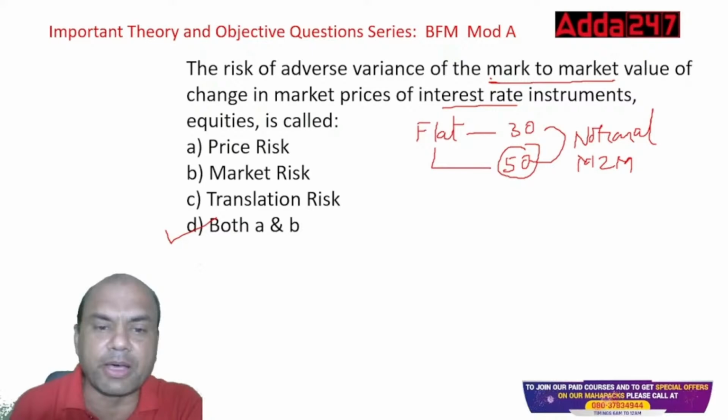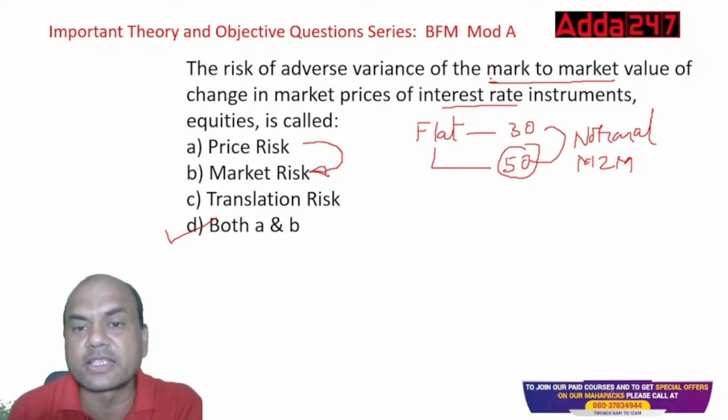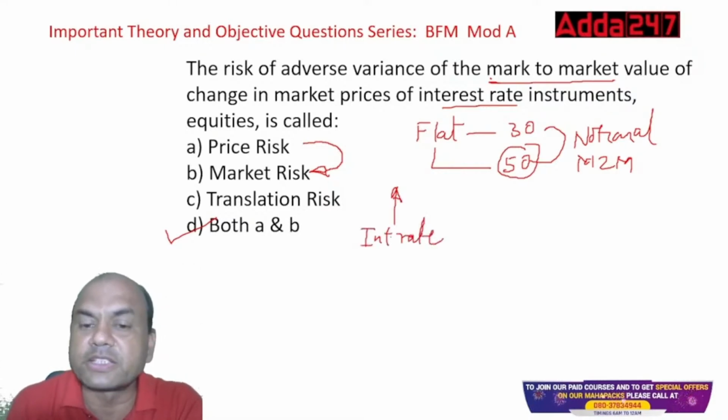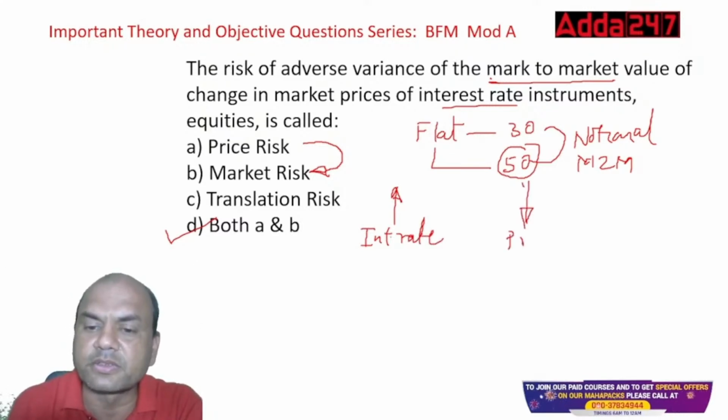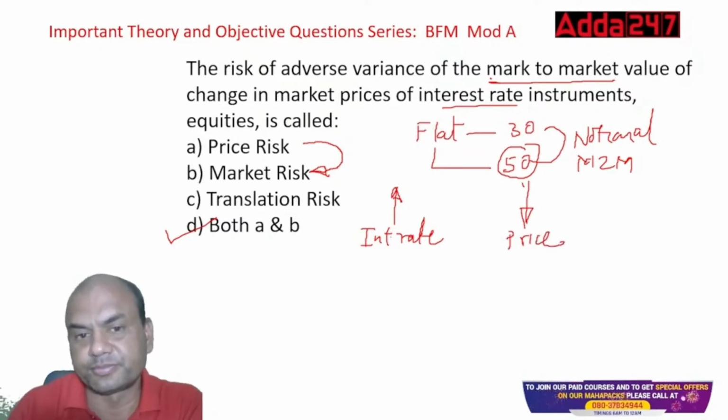Because price risk is actually a part of market risk, and price risk arises because of interest rates. If the interest rate goes up, then the price of the bond will go down. Price will always go down. So this is basically the logic behind this.